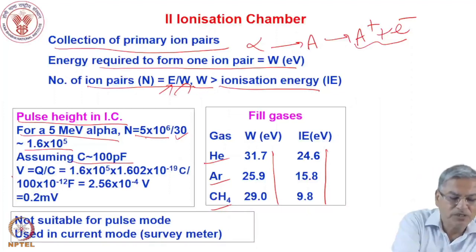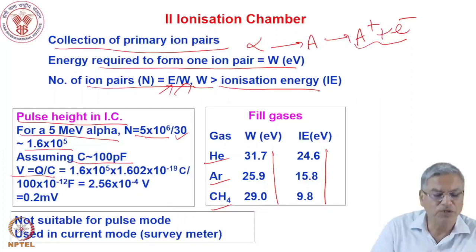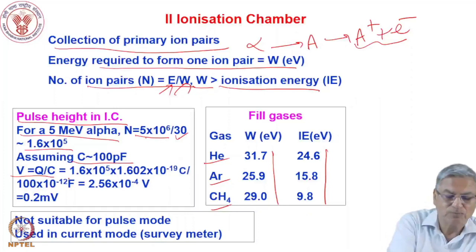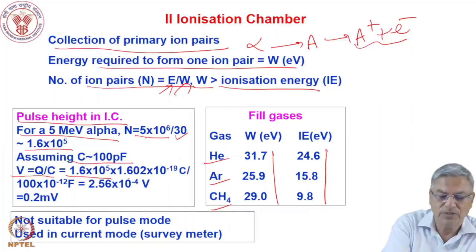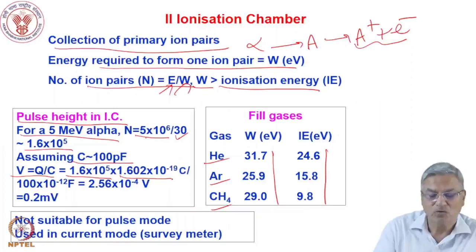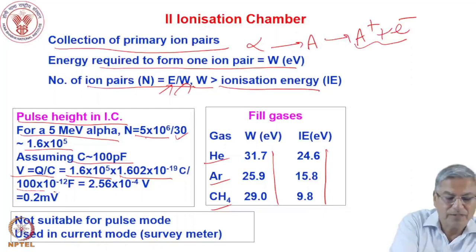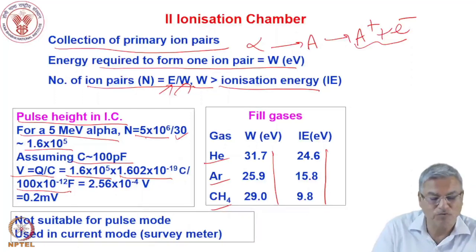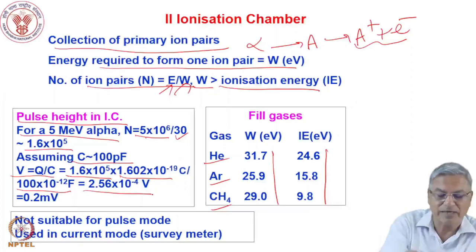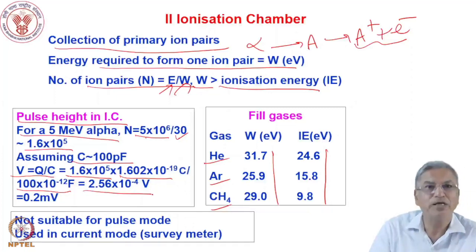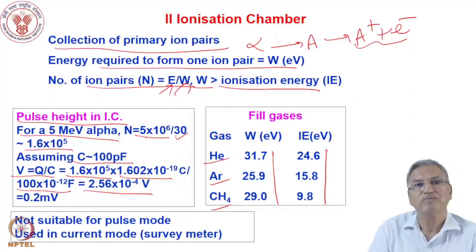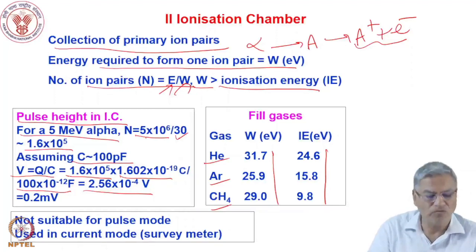So the voltage signal at the voltmeter will be Q by C, where Q is the charge, C is the capacitance. So you can put the charge due to this many electrons multiplied by the charge of one electron, that is 1.602 × 10⁻¹⁹ coulombs, and then divided by the capacitance, 100 picofarad. So that becomes 2.56 × 10⁻⁴ volts, or of the order of 0.2 millivolt. You can see here that the signal is quite weak for just a 5 MeV alpha.